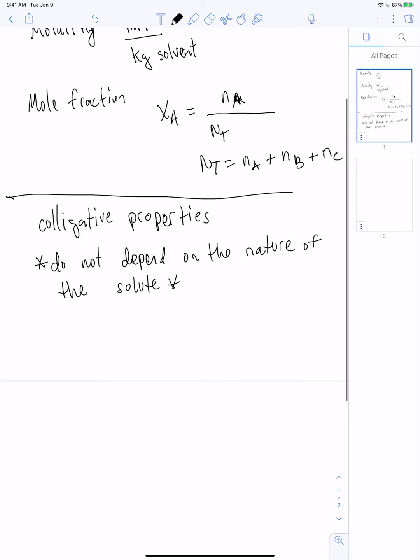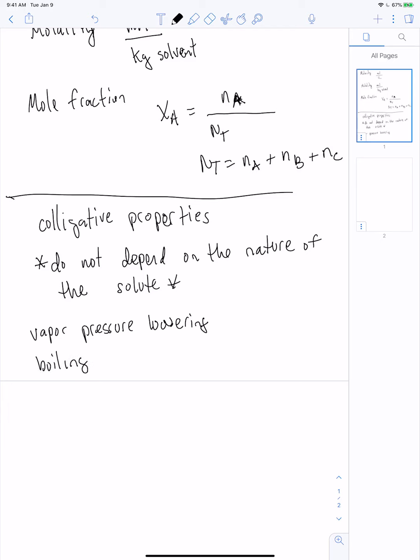What are colligative properties? Colligative properties are things like vapor pressure lowering, which is very closely related to the boiling point elevation. These two things are more or less the same thing. And then also freezing point depression.